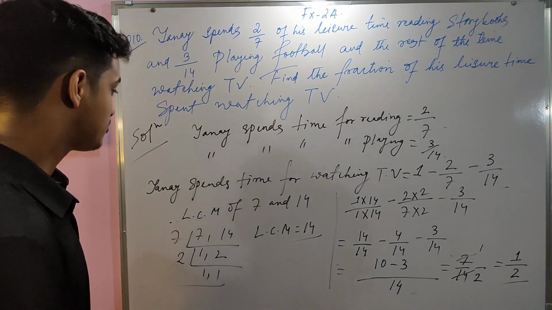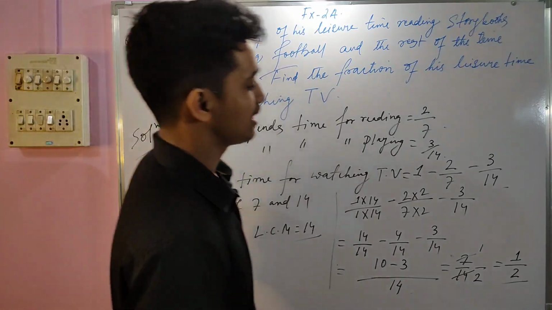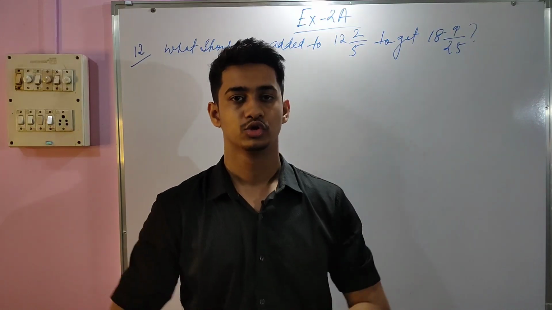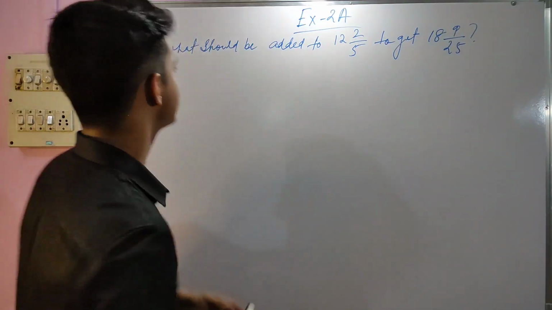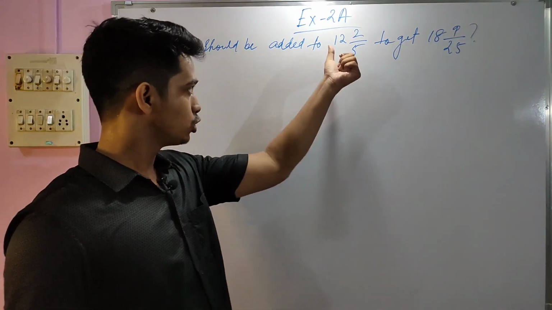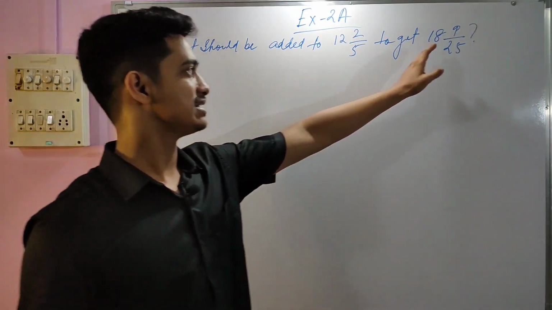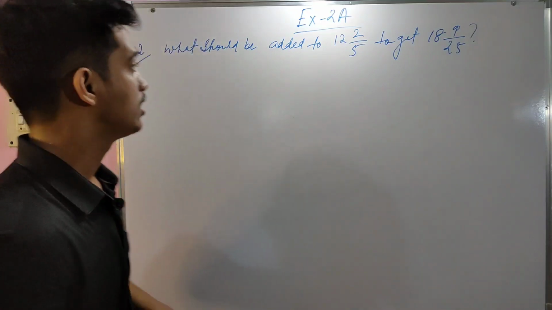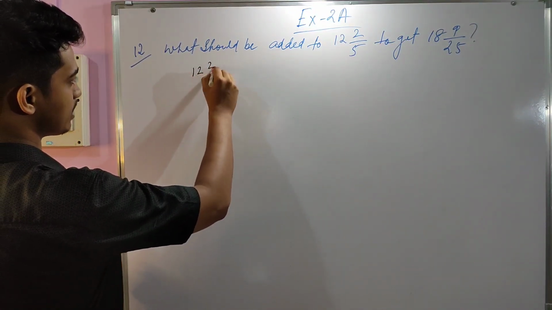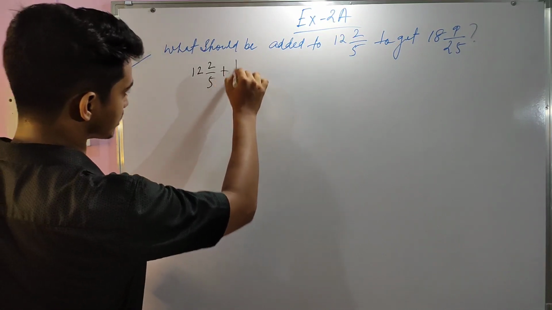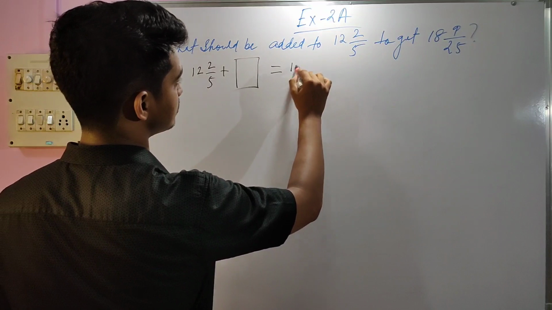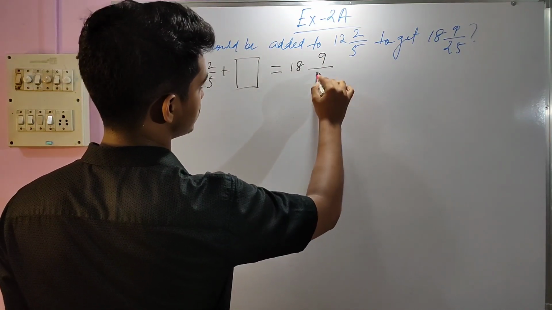So Tanay's time spent watching TV is 1 by 2. So the last question for today's video is question number 12: what should be added to 12 2 by 5 to get 18 9 by 25? So the question is what should be added to 12 2 by 5? You have to fill this box to get 18 9 by 25.